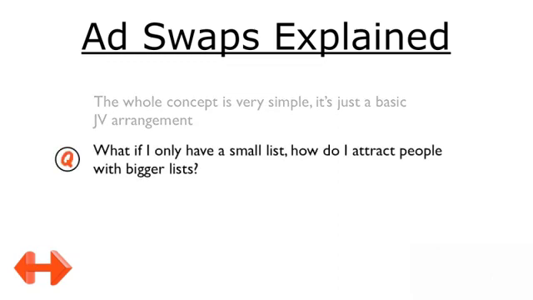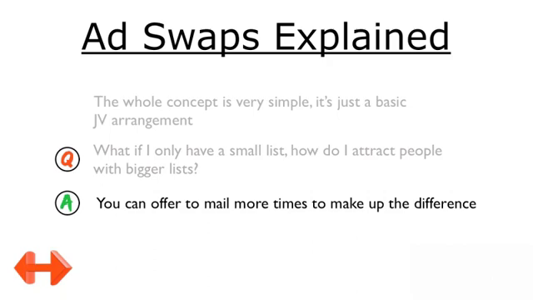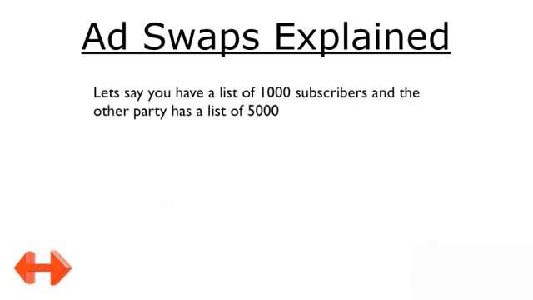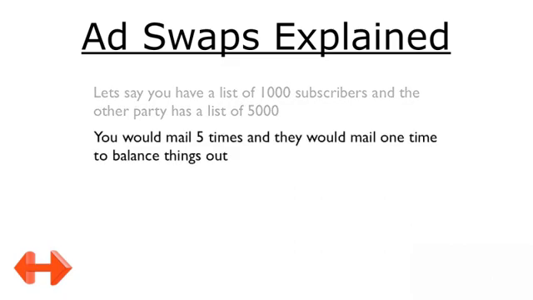Now you may be thinking, what if I only have a small list? How can I attract people with bigger lists? You know, a lot of people when they first start doing ad swaps think, well, I've only got maybe 50 or 100 subscribers. How could I possibly get people with bigger lists to promote for me? What you can do if you're in that sort of position is offer to mail more times to make up the difference. Let me give you an example. Let's say you have a list of 1,000 subscribers and the other party has a list of 5,000. You could mail 5 times and they would mail 1 time to balance things out.